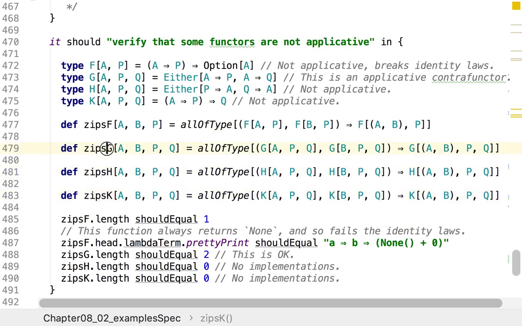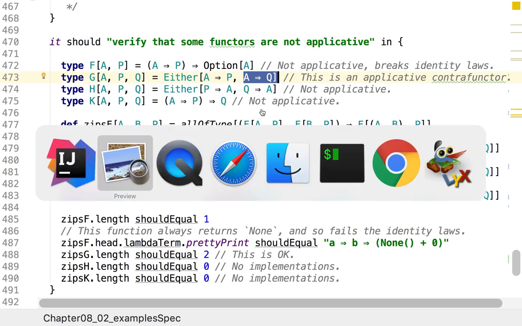But for the G, there are actually two implementations. So G is a contrafunctor. I just took this and I reversed the arrows. And it turns out there are two implementations. So that's interesting. And so let's look at contrafunctors now.